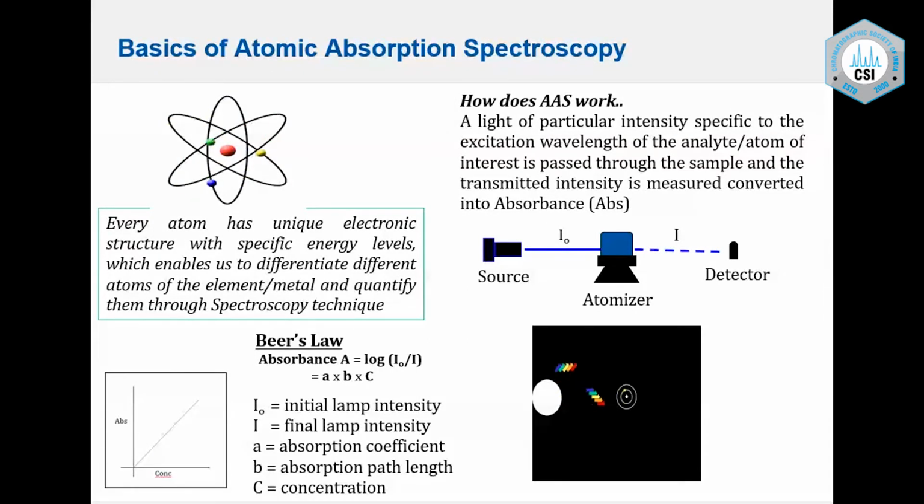Then externally from the hollow cathode lamp, we pass the light, the characteristic wavelength of the element you want to analyze. That light falls on the flame and the ground state atoms absorb the light, and the remaining light gets transmitted here. So here we measure the absorbance, the light absorbed by the elements.